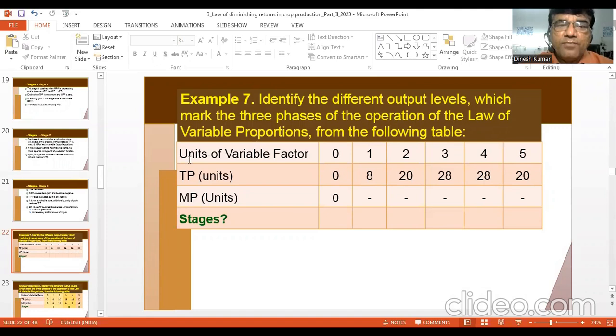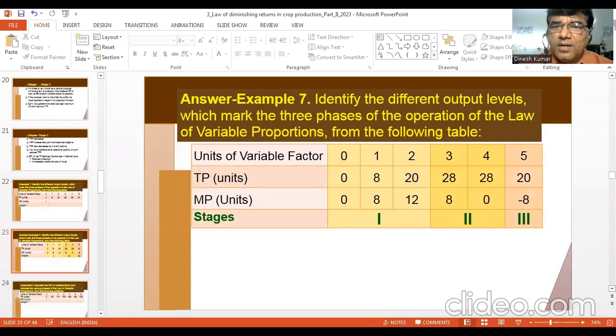So you can see in the first row, units of variable factor: 0, 1, 2, 3, 4, 5. And TP: if your unit of variable factor is 0, you will have 0 TP, 0 MP. This is just to show you. And then 1, 2, 3, 4, 5, and then you have TP. So from these TP, you can calculate MP. I just showed you how to calculate it. It is very easy. This is your TP.